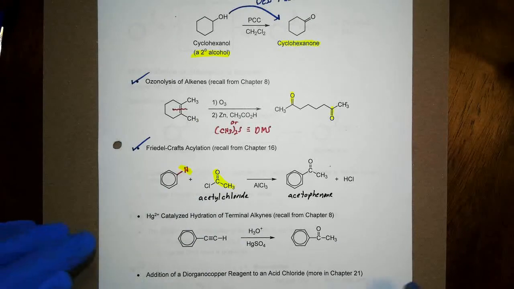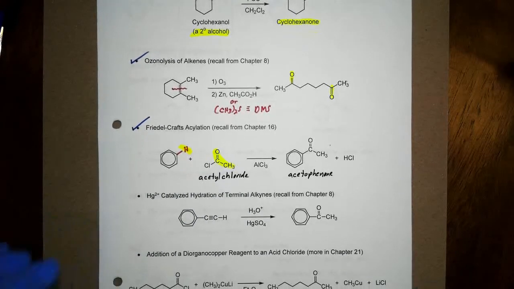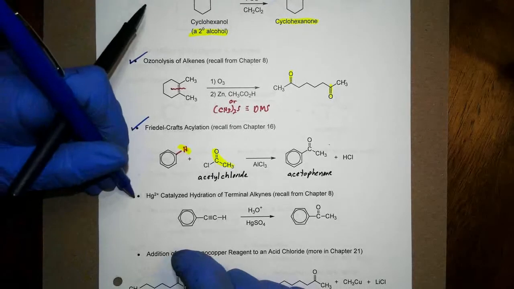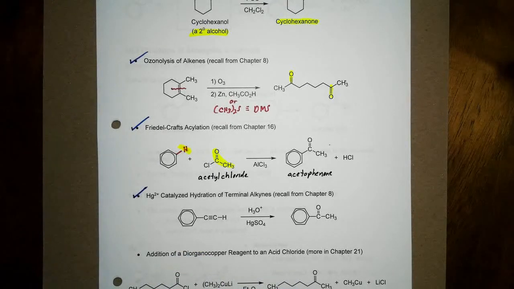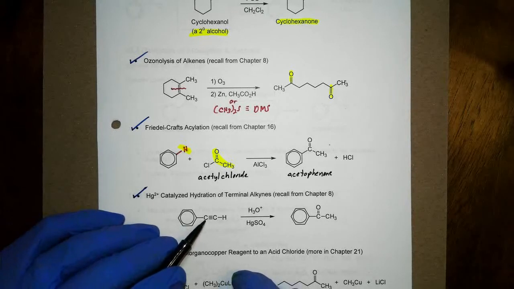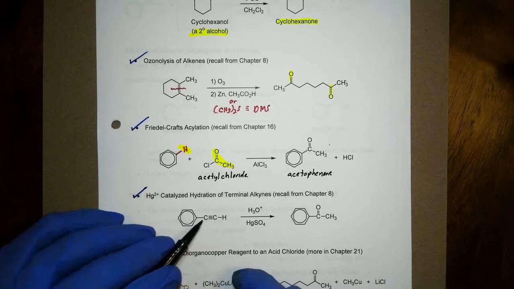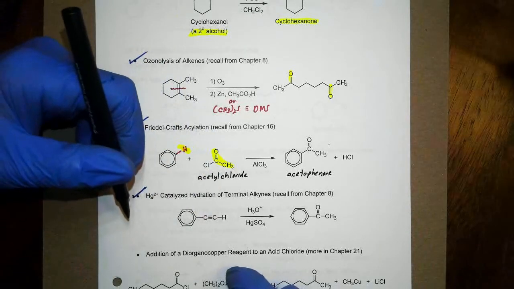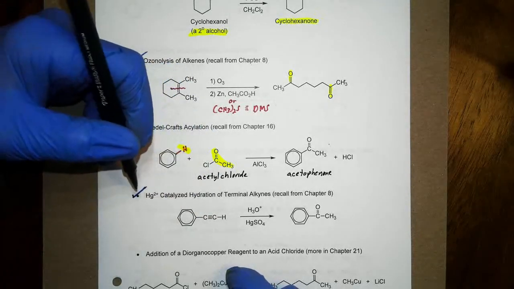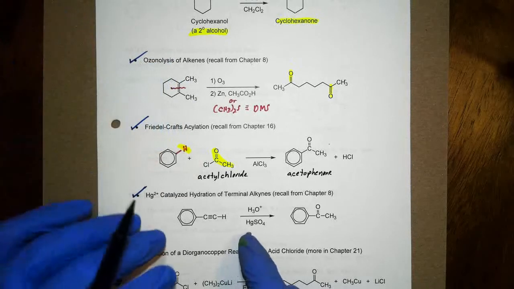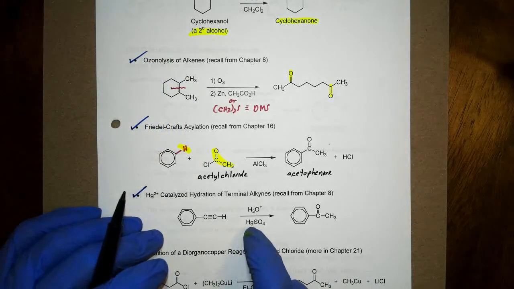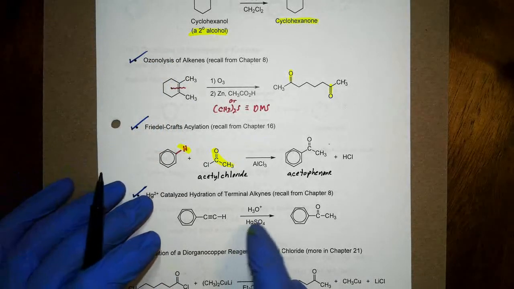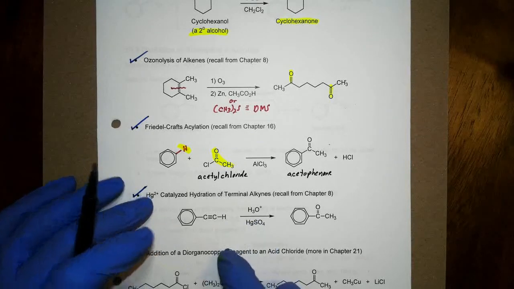Now here's one back from chapter 8 again. This one you had some time ago, and this is the Markovnikov hydration. Now here we have a triple bond, triply bonded carbon. And so what we're going to do is hydrate that. Now since this is Markovnikov, and we know it's Markovnikov because I see the mercury catalyst here. This is mercury 2. The pH here is very low.